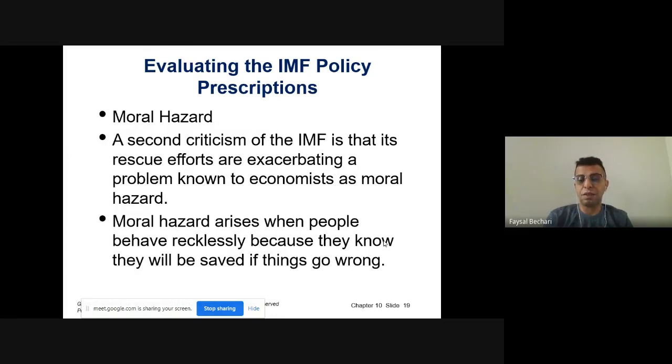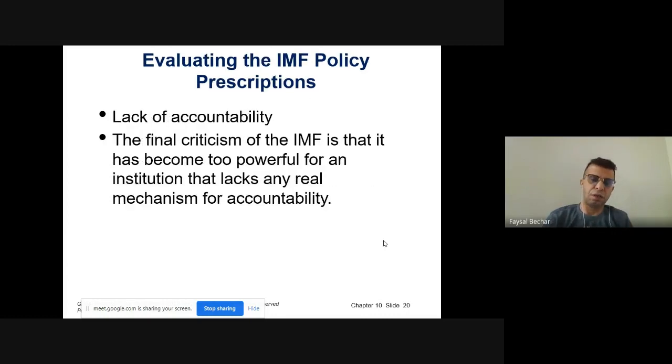Now there is moral hazard, which is a second criticism of the IMF: that rescue efforts exacerbate a problem known in economics as moral hazard. So what's a moral hazard? Moral hazard arises when people behave recklessly because they know they will be saved if things go wrong. So if you have money now and you spend it, you know the bank will give you more. So there is a moral hazard and you become irresponsible as a country. There is a lack of accountability.